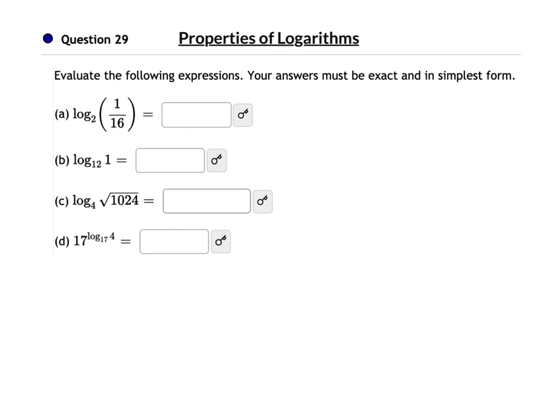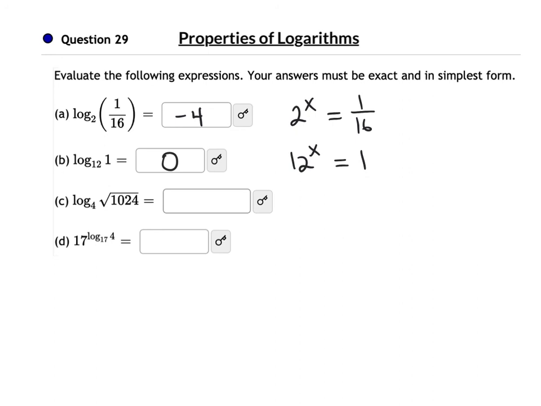In question 29, we get a variety. The first one is negative exponents. 2 to some power is 1 over 16. 2 to the fourth is 16. The way we get it in the denominator is with a negative power, -4. The next one is 12 to some power is 1. Anything to the 0th power is 1.